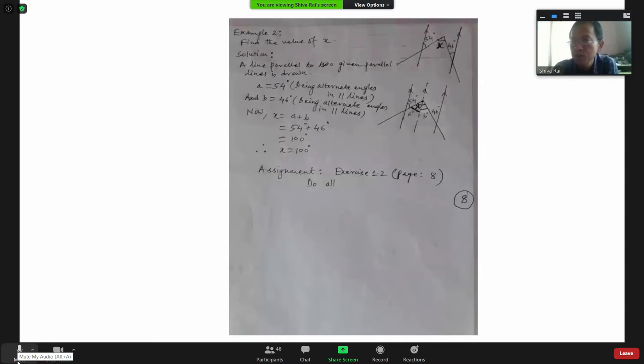In this case, we have to make the construction. Here, look, a line parallel to the two given parallel lines is drawn. You have to draw it making it parallel to the given two parallel lines. You cannot draw that line just any way. Look, that line is passing through the vertex of the angle x. Passing through that vertex, you have to draw it parallel to the two given parallel lines.